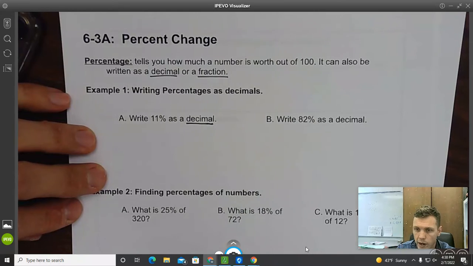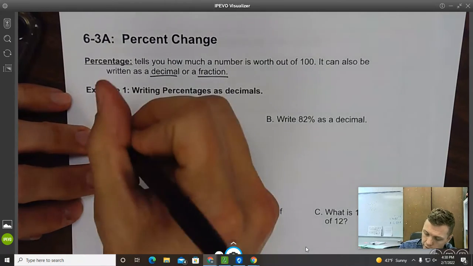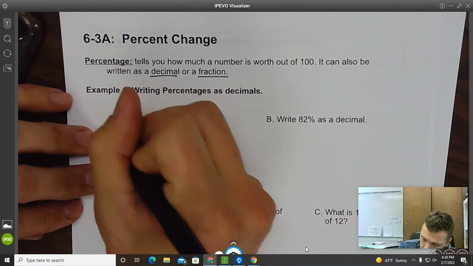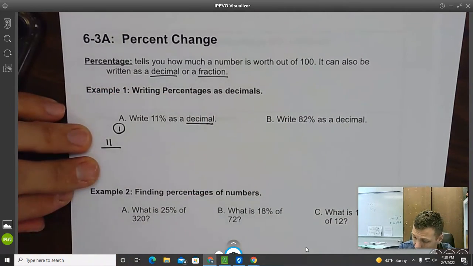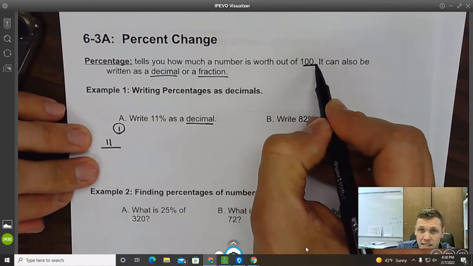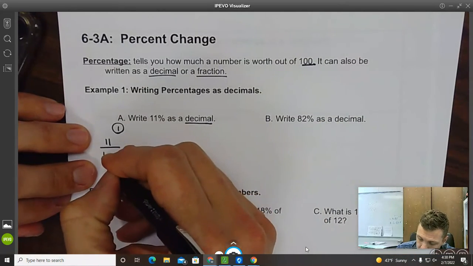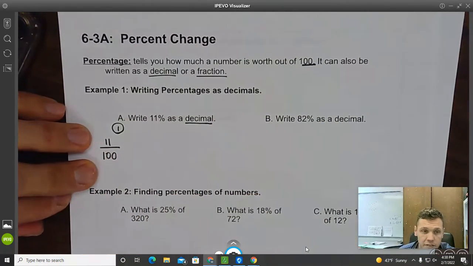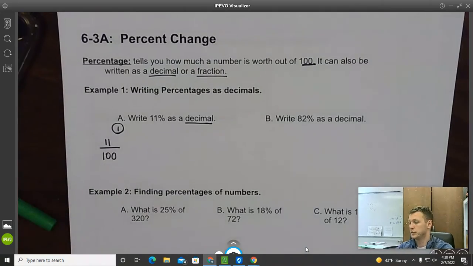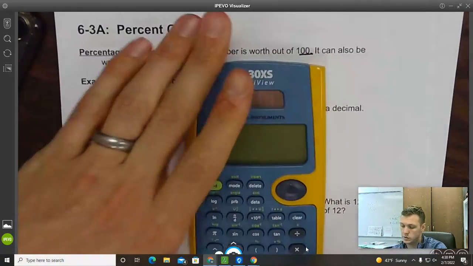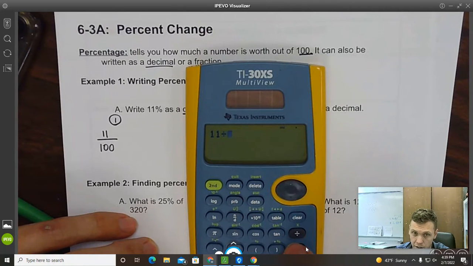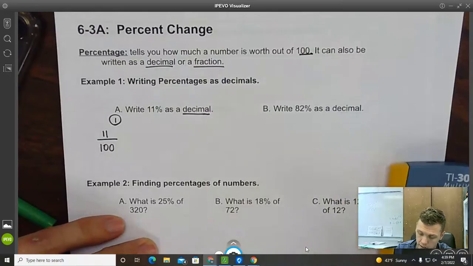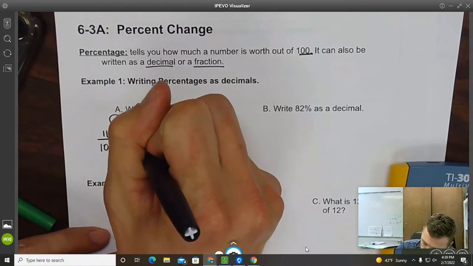There are two ways to do this. The first way is we take 11, and because we're determining how much it is out of 100, we take 11 and divide it by 100. So when you take 11 and divide it by 100, you get 0.11.